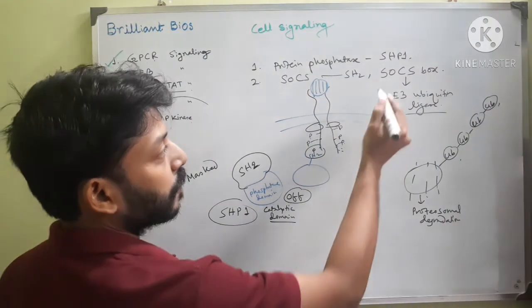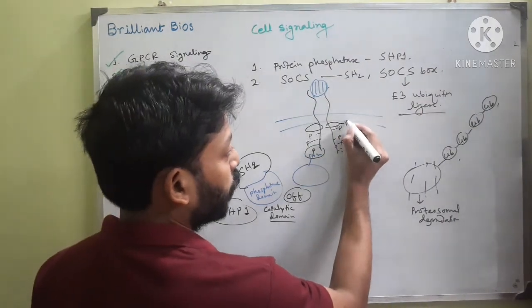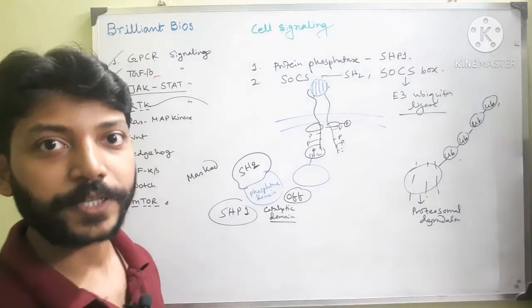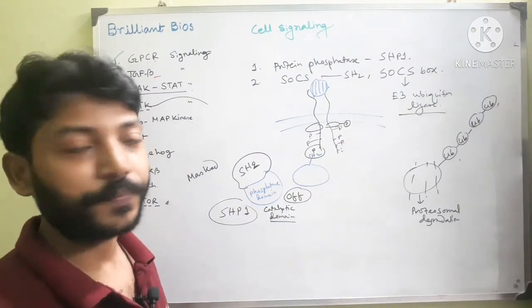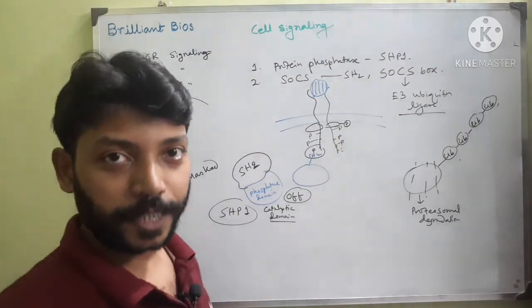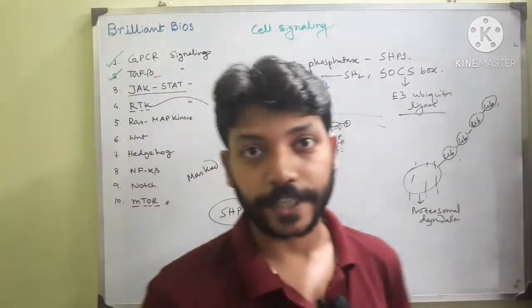Another thing, this SOCS protein can bind with the JAK protein because the JAK protein is also phosphorylated. I have mentioned that the activation loop is actually phosphorylated. So the JAK protein is also degraded. So this is all about the JAK-STAT pathway.